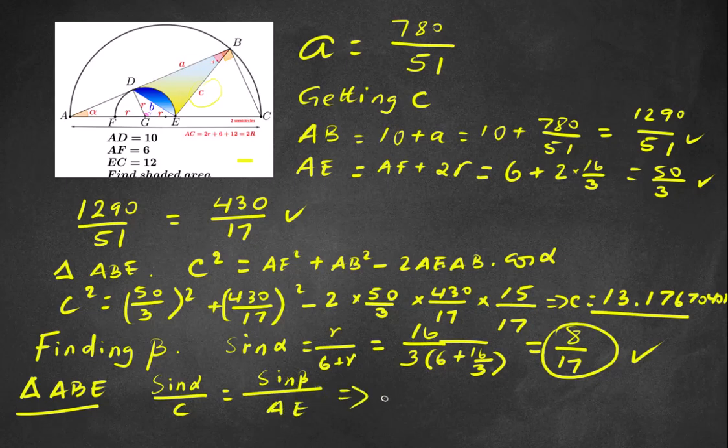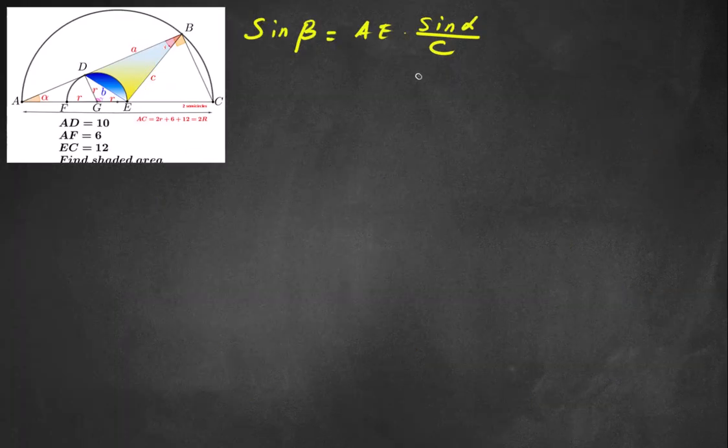Okay, not gamma yet. So let's calculate beta first. Sorry, we are still going to use the triangle ABE. So we know that sine alpha over C is equal to sine beta over AE. So sine beta is equal to AE times sine alpha over C. All right, so we are not on gamma yet.